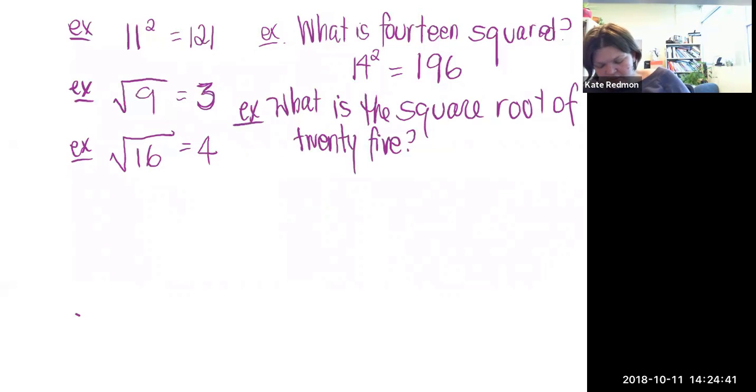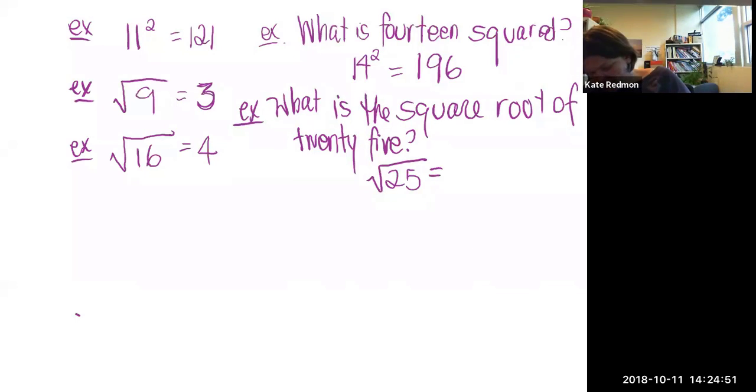So let's try, what is the square root of 25? If they just said, what is the square root of 25, they're asking us to take the root. So we make that radical sign of 25. What is that? Okay, we'll simplify. So obviously the square root of 25 is 5.